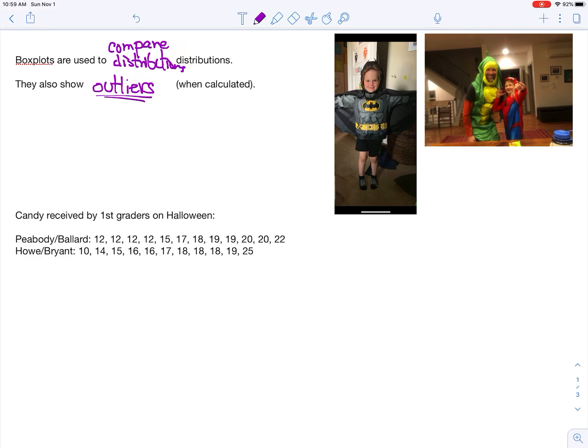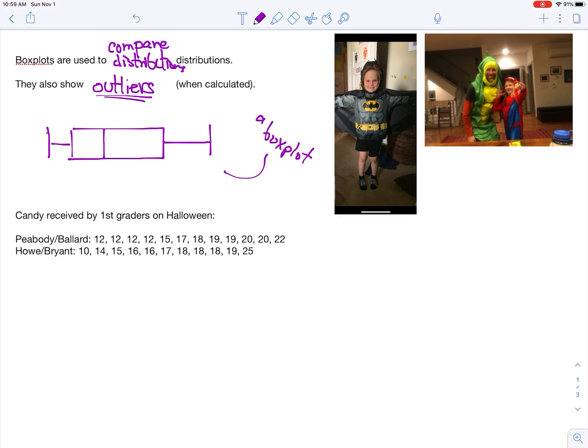Here is a standard box plot, also called a box and whisker plot, because there is a box here, and then sometimes there might be a whisker, these extensions going off left and right, and that is a standard box plot.